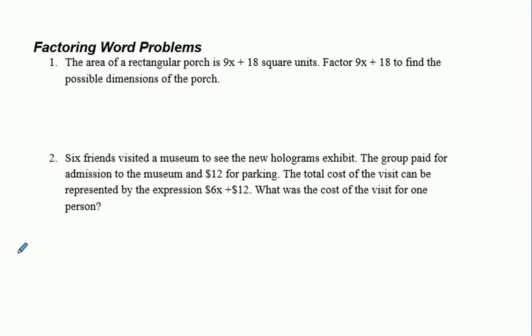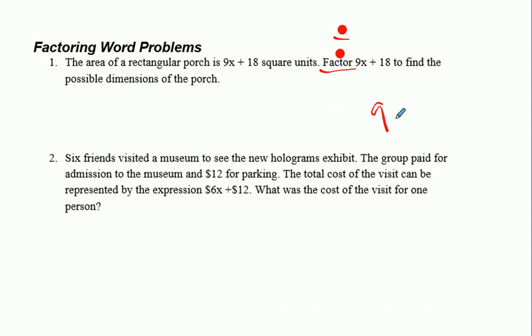All right, so now factoring word problems. If you're my 7th period class, we did factoring yesterday. If you are 2nd and 3rd period, we just did some factoring today. So let's see if you can factor these expressions based on what is in the problem. The first one says the area of a rectangular porch is 9x plus 18 square units. Factor 9x plus 18 to find the possible dimensions of the porch. So we have to think of factoring as a clue word for division. We might even add it to our charts if there's time today.